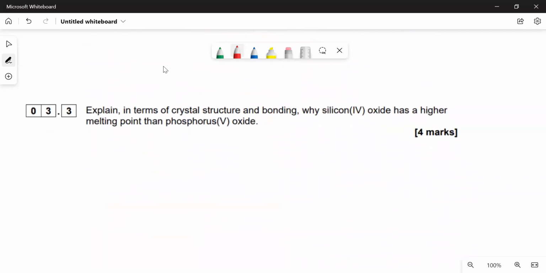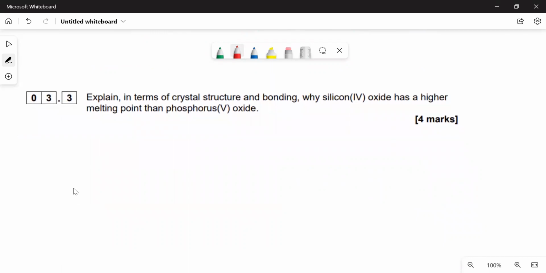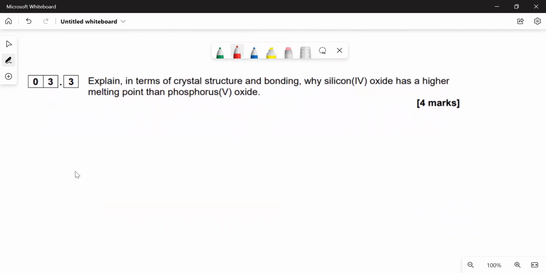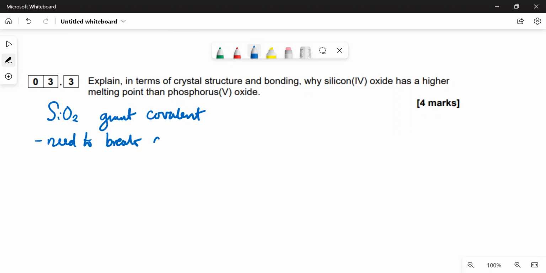Okay, explain in terms of crystal structure and bonding why silicon(IV) oxide, SiO2, has a higher melting point than phosphorus(V) oxide. Okay, so you need to know that SiO2 is a giant covalent structure. So when you melt it, you need to break covalent bonds, which are strong. Always worth saying that. So that means you need a lot of energy.